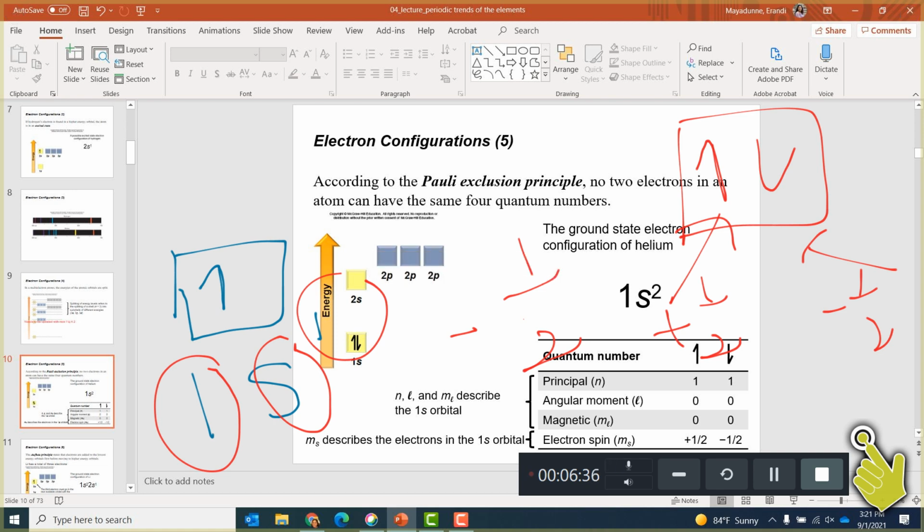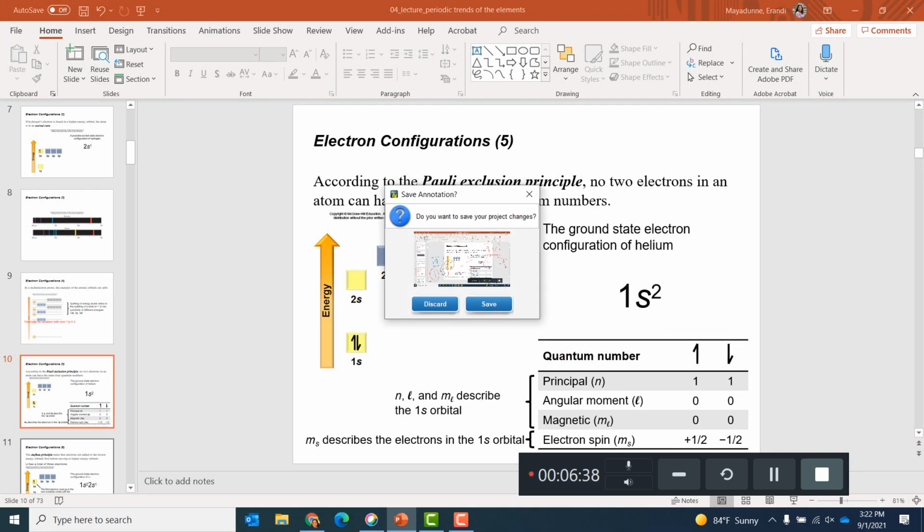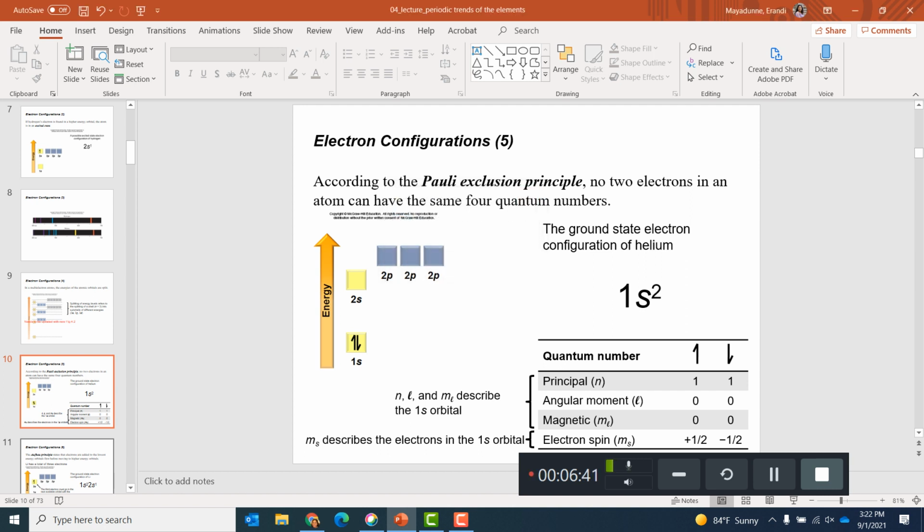Now, before I come to the Pauli exclusion principle, let's take helium.